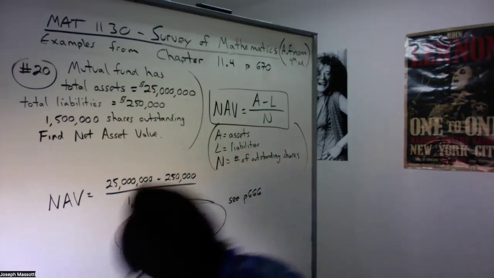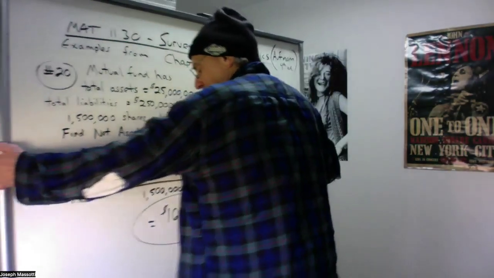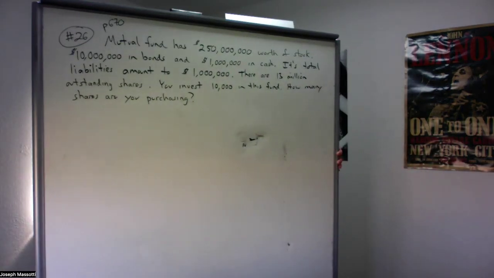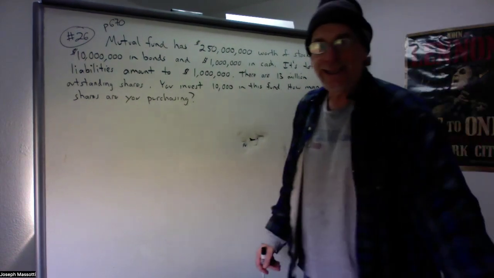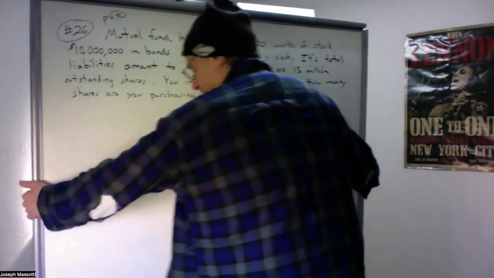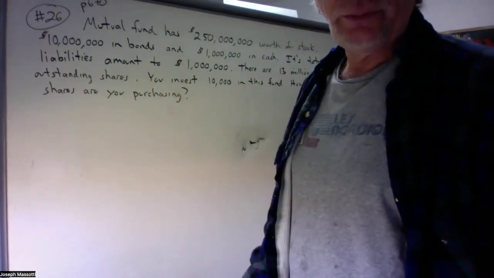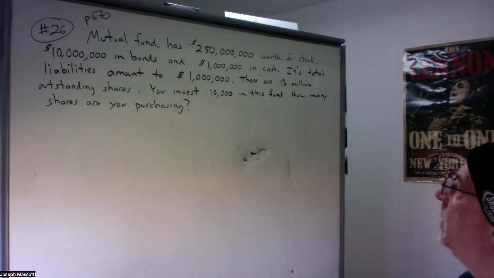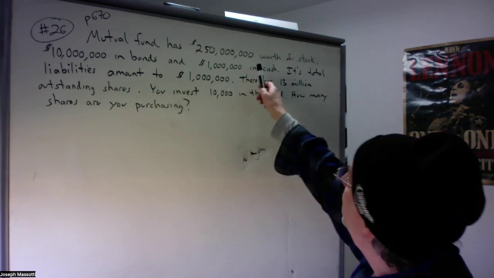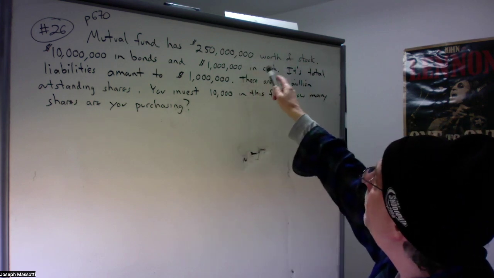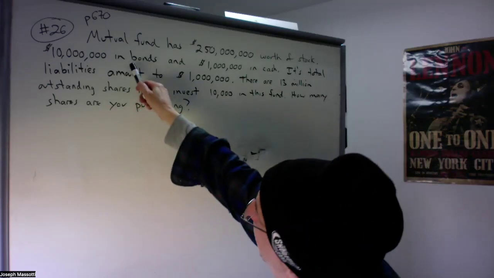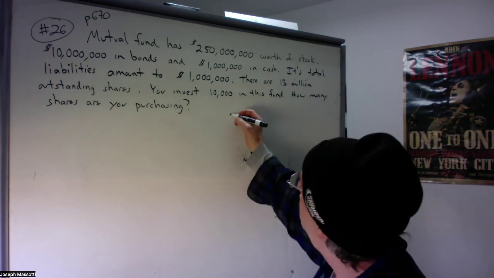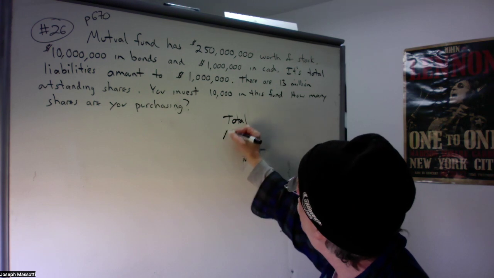All right. So another way you'll see a question dealing with this material is number 26 on page 670. So let's look at this one. Here it's the same idea, just takes it a little bit further. Here we're told the mutual fund has $250 million worth of stock, $10 million in bonds, and $1 million in cash. So that's its total assets. So let's add up those total assets.